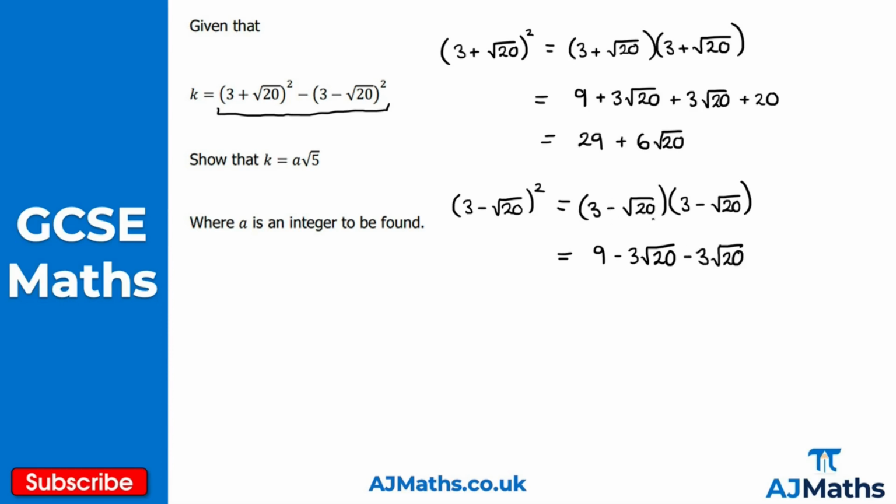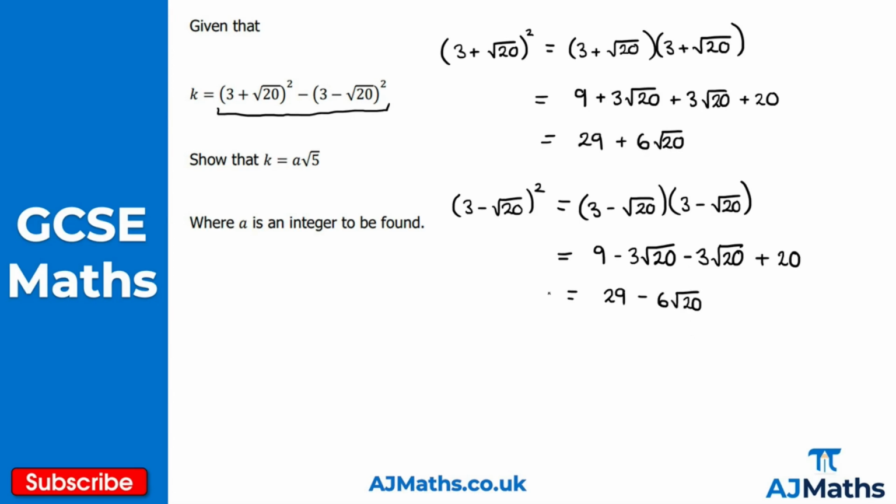And then finally, minus root 20 times minus root 20. Just be very careful with the signs here, because if it's a negative number times another negative number, then the result will be positive. And I just simply get plus 20. And all I'm going to do here again is just simplify. So 9 plus 20, I get 29 again. And then minus 3 root 20 minus another 3 root 20, I get minus 6 root 20.